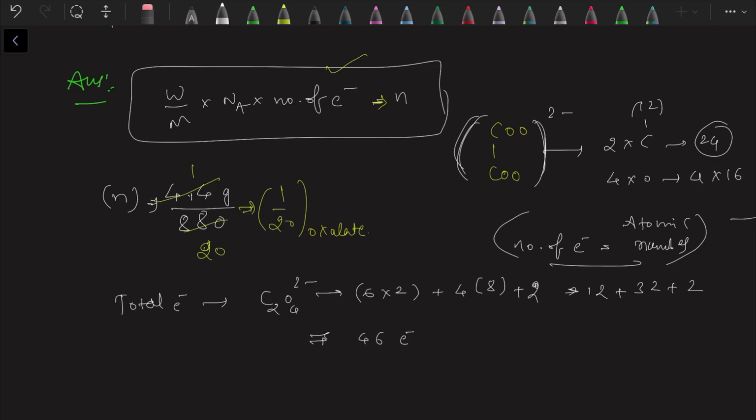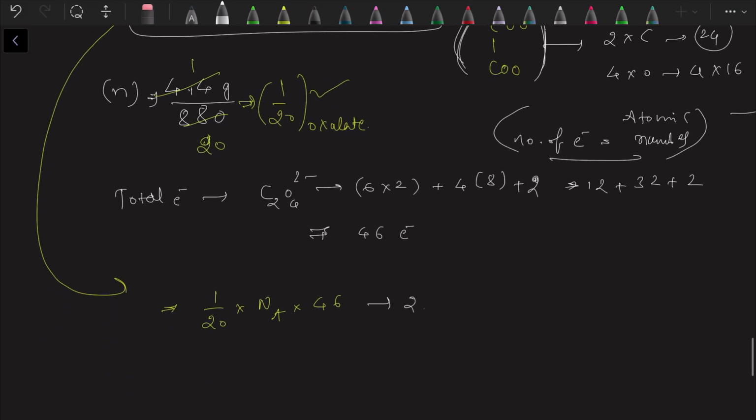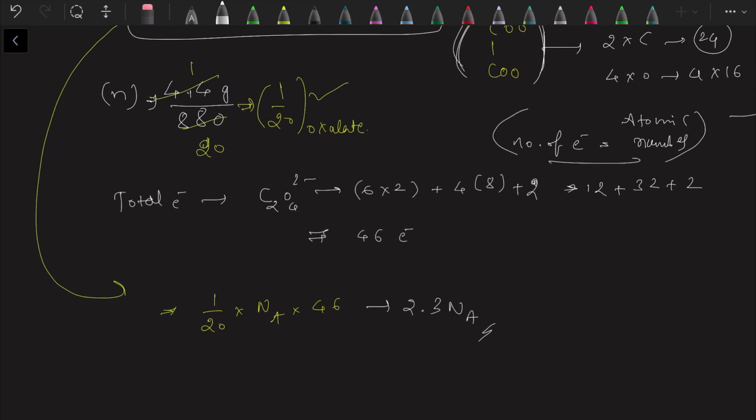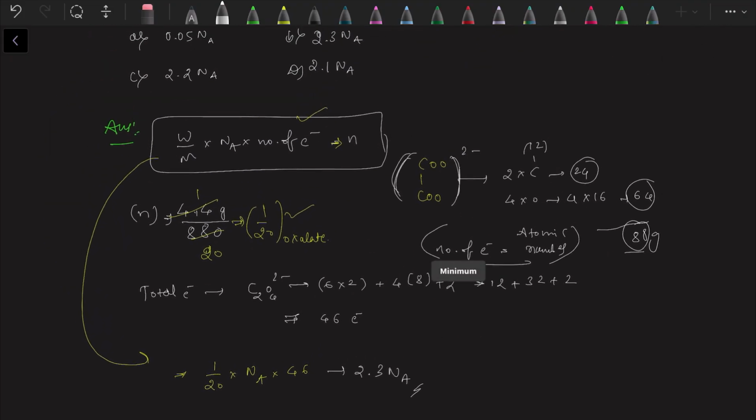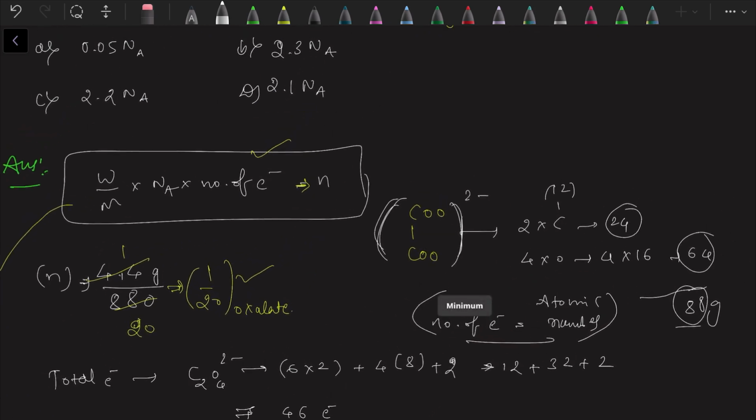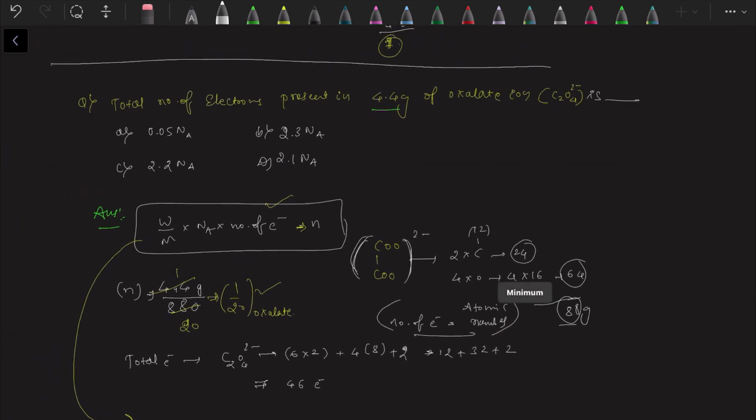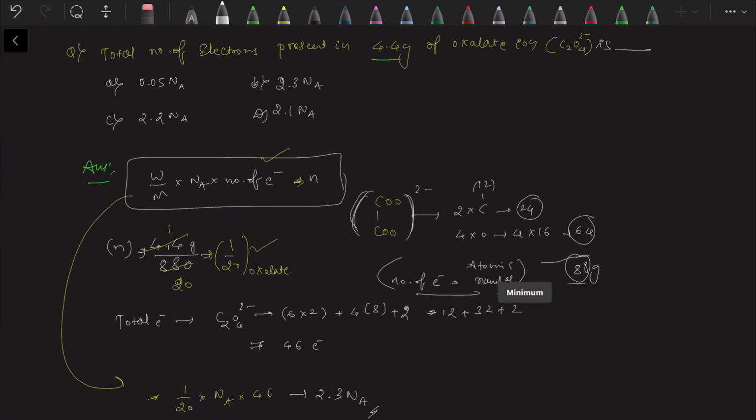So put in the values. Weight by molecular weight, how much? 1 by 20 we got. This is only weight by molecular weight into Avogadro number of electrons. 46. If I simplify the value, I'm going to get 2.3 Na as the number of electrons present in 4.4 gram of oxalate ions. This is how I solved by using the above flowchart formulas.